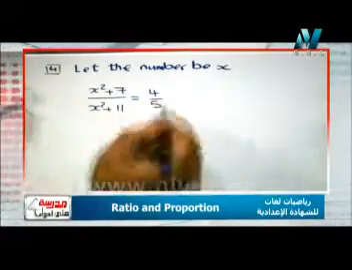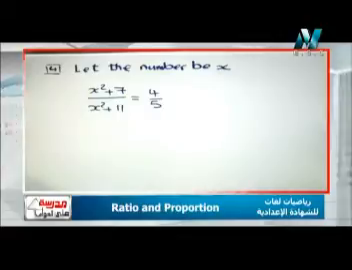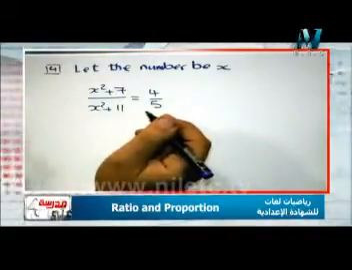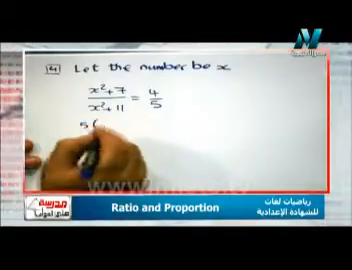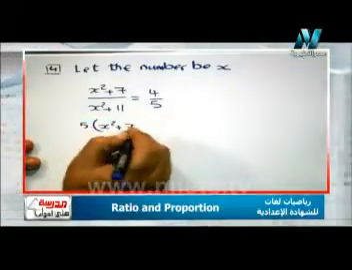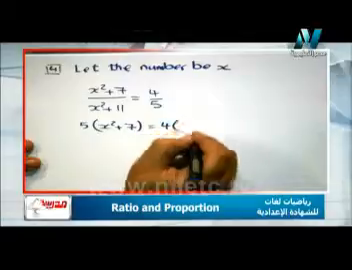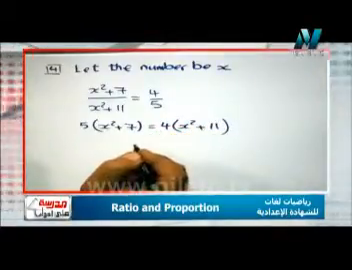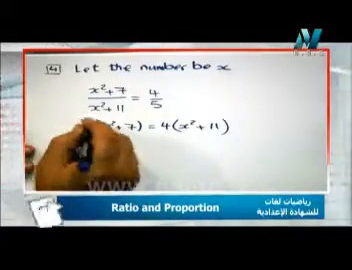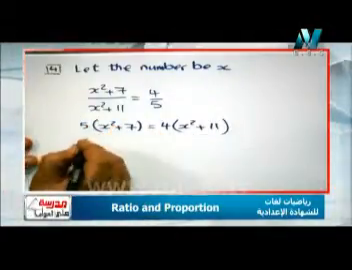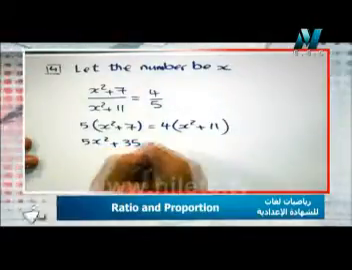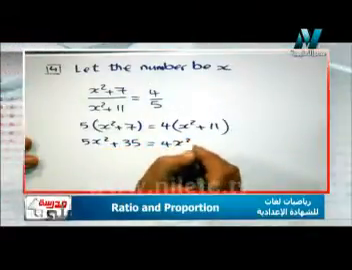As you see, this is a second degree equation, and to solve such a second degree equation, the first strategy, as we said before, is cross multiplication. So 5 open bracket x power 2 plus 7 equals 4 times x power 2 plus 11. The second strategy we have to do now is using the distributive property. So we have here 5x squared plus 35 equals 4x squared plus 44.